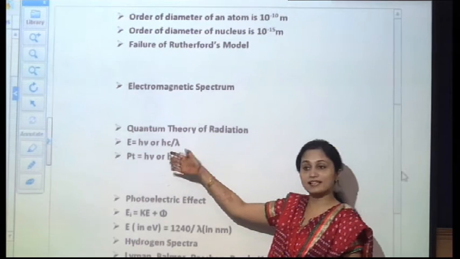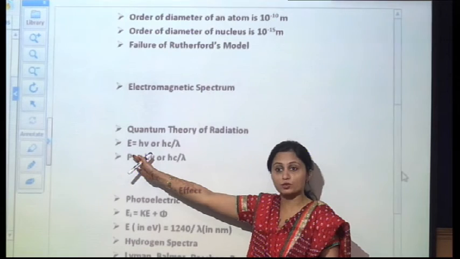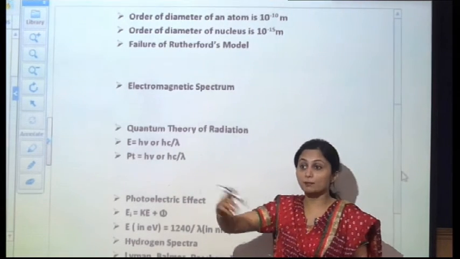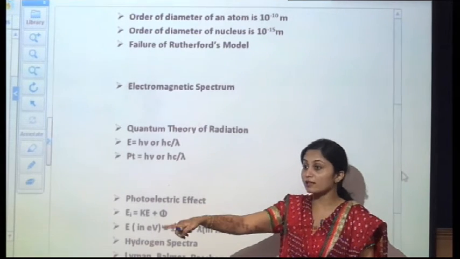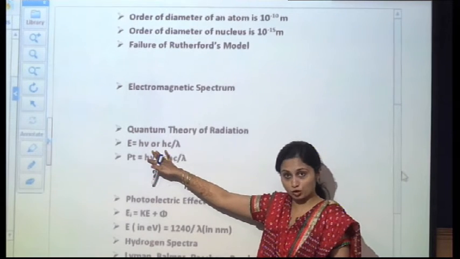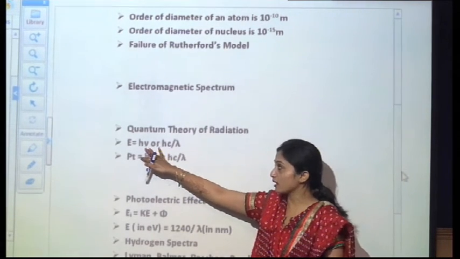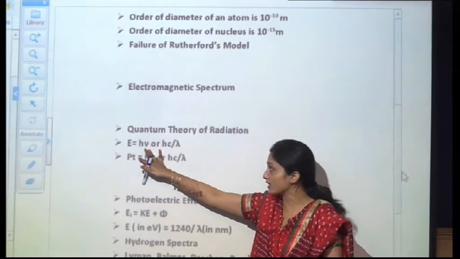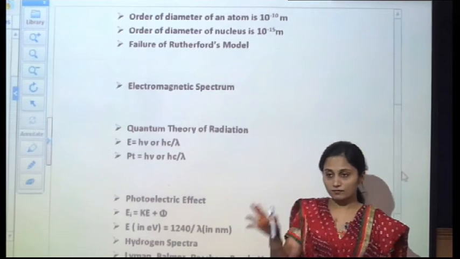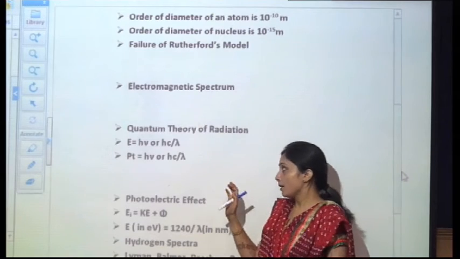You will have direct substitution of the values. You know your Planck's constant, 6.626 into 10 to the power minus 34 joule second. We've revised it. Please repeat it again with me so that you all remember it from now on and forever. What is it? 6.626 into 10 to the power minus 34 joule second, multiplied by the frequency. What is your frequency? It is c upon lambda, where c is your speed of light, which is 3 into 10 to the power 8 meter per second.